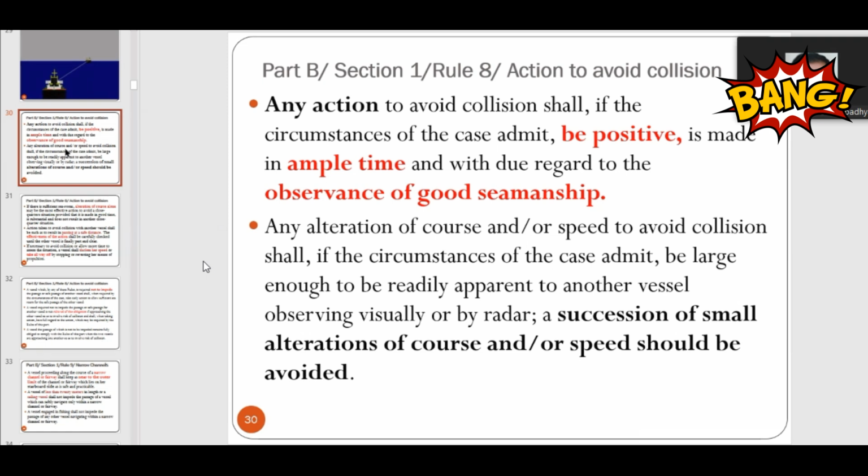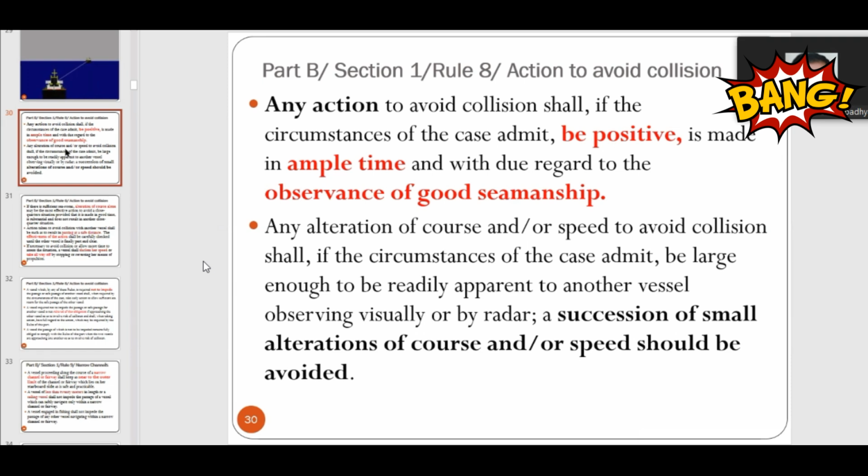Next paragraph: any alteration of course and or speed to avoid collision shall, if the circumstances of the case admit, be large enough to be readily apparent to another vessel observing visually or by radar. A succession of small alterations of course and or speed should be avoided.